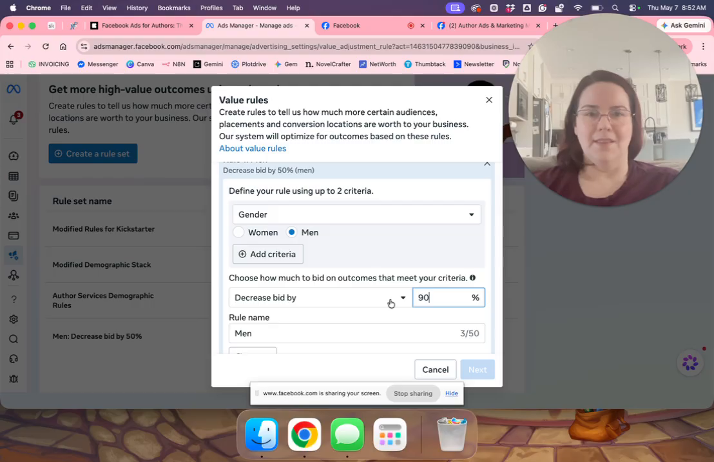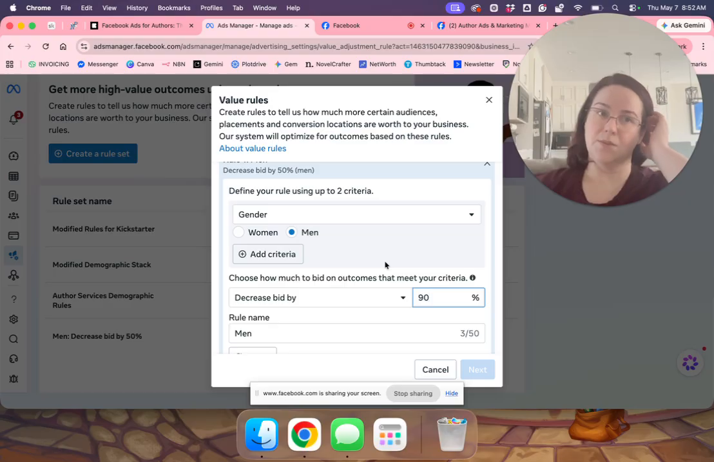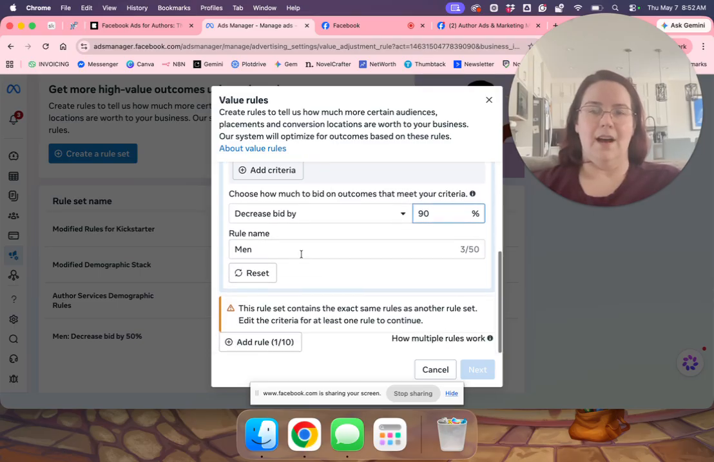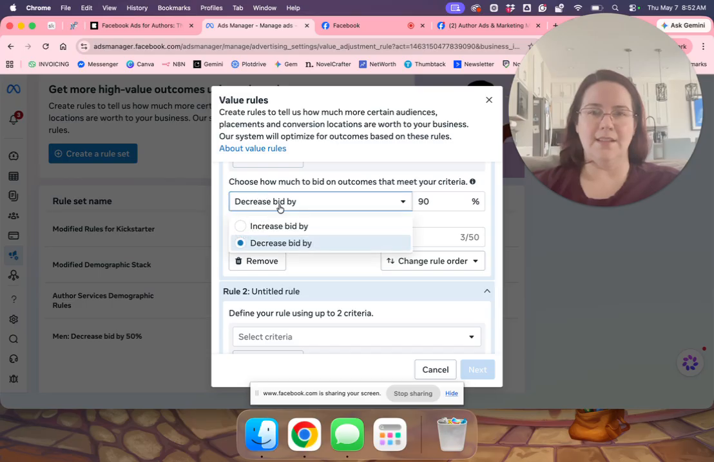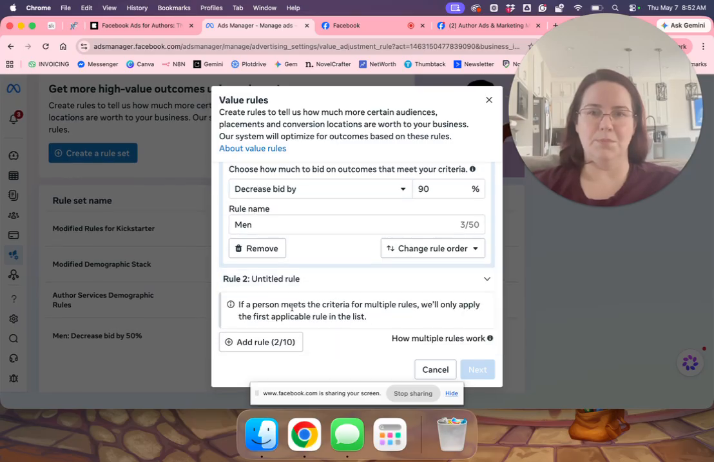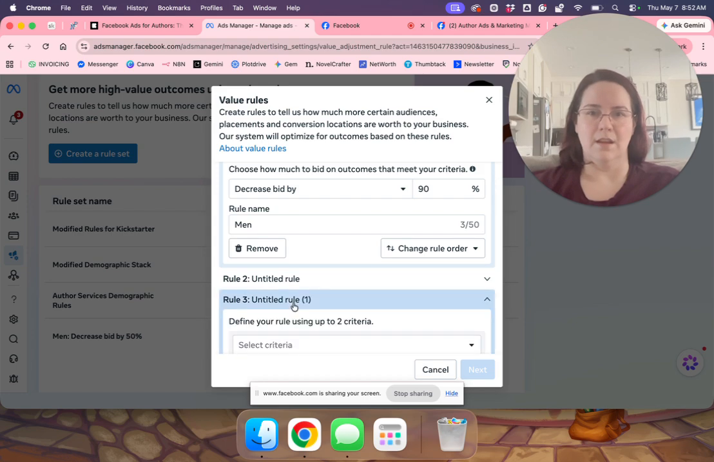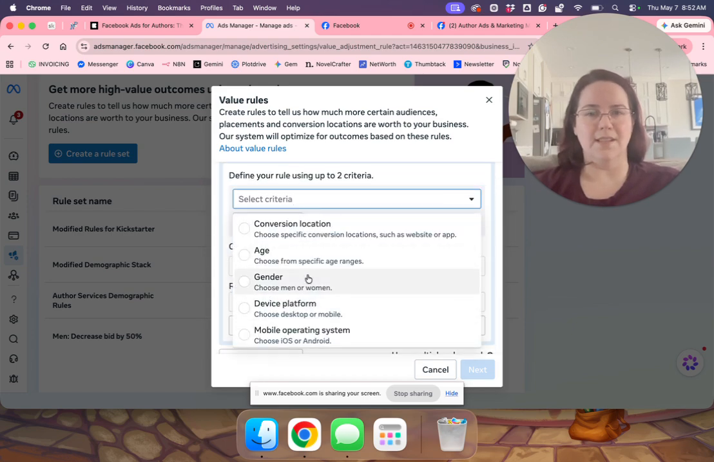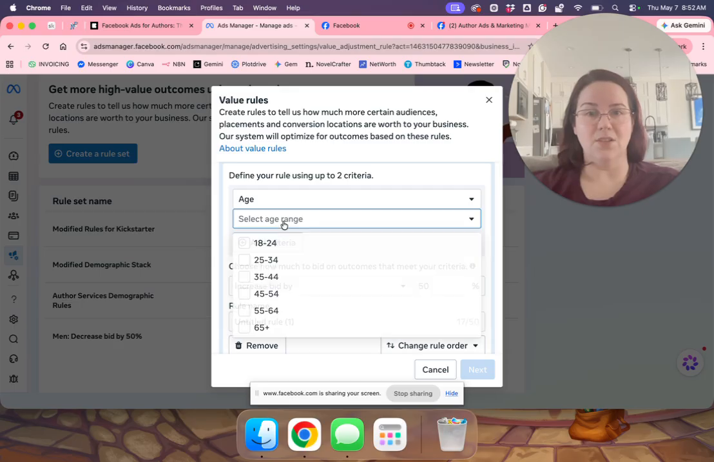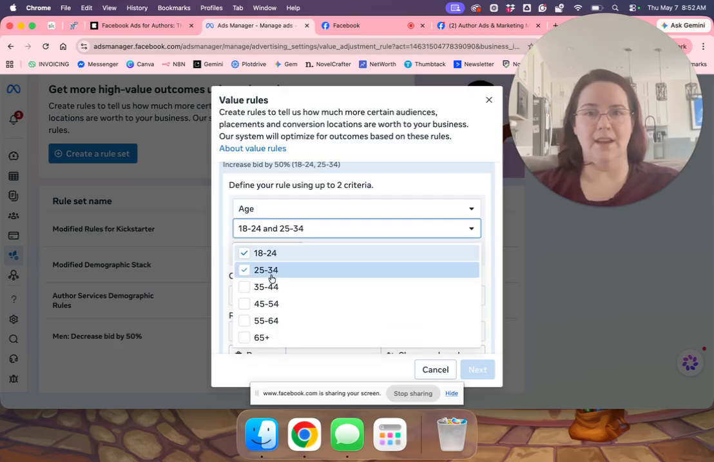So this just means that if it's 20 cents to target a woman, to get a woman to take the action, it has to be 2 cents for the man or they won't do it. You can then add another rule, and there's all kinds of things you can break down. So I do the age as well, and I decrease the bids on these groups.